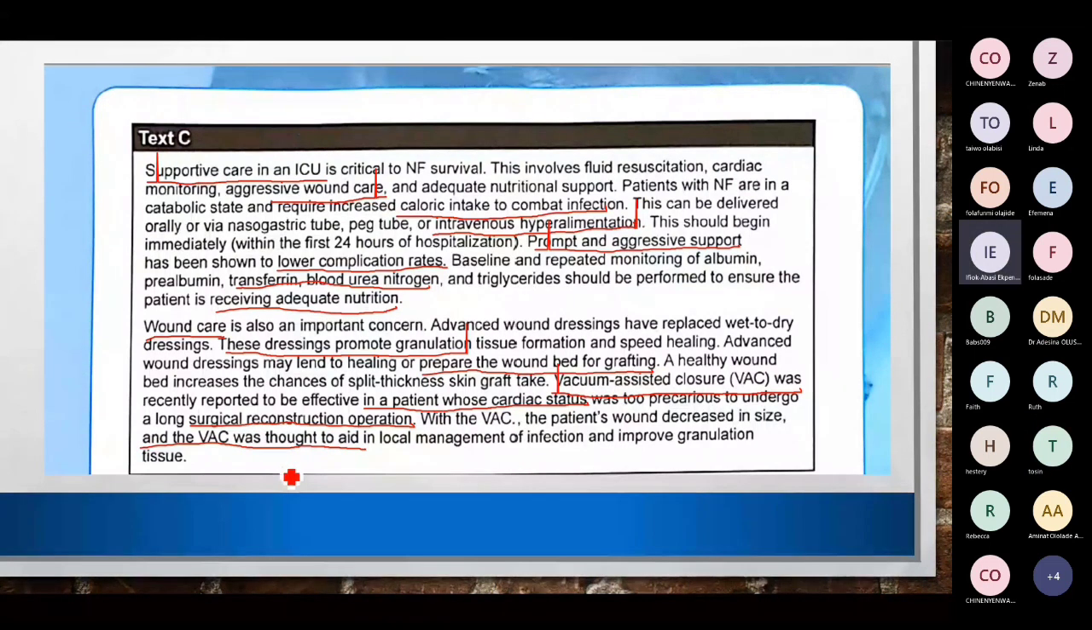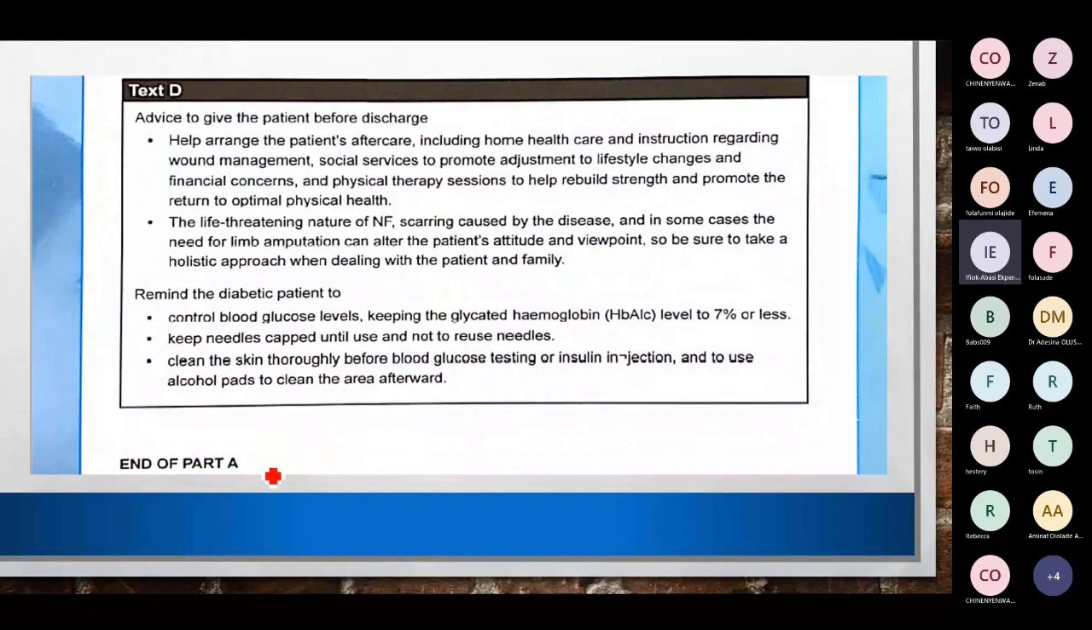All right, so we can see that now from my text C, my text D, we just move to text E. The opening statement in text E talks about what advice to give the patients before discharge. So I just underline advice to give the patient before discharge.